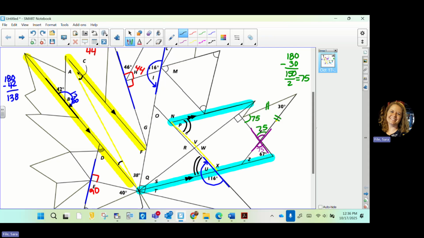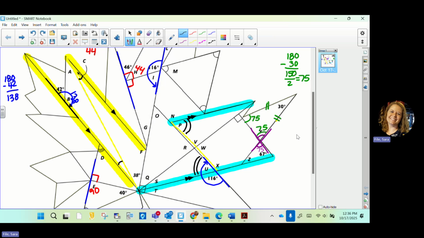Y'all agree? So I told you could find U with a linear pair here. And then once you know U, you know P. And then once you know P, you could find N. Y'all see how it just keeps connecting to different parts? So keep working your way around and find as much as you can.